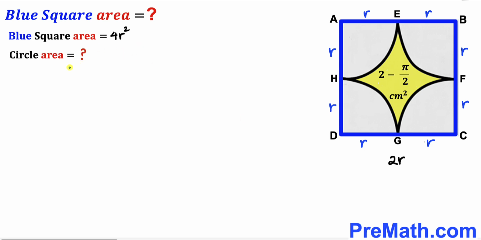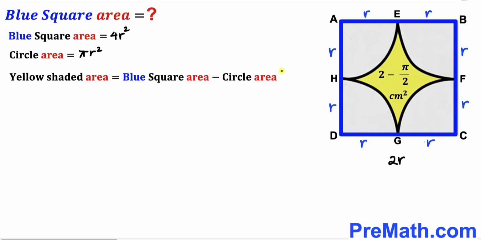And here's our next step. Now we are going to calculate the area of this full circle. Let's recall the area of a circle formula. Area is always equal to pi r square, where r is the radius. So therefore, the circle area is going to be pi times the lowercase r square. Now let's recall this equation once again. The yellow shaded area equals the blue square area minus the area of the circle. We already figured out our blue square area as 4 times r square, and the area of the circle as pi r square.